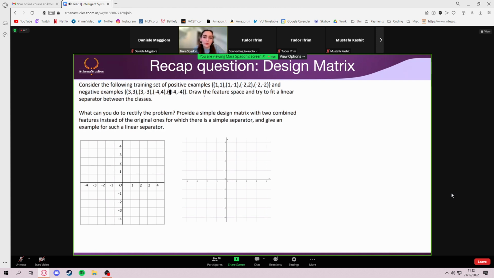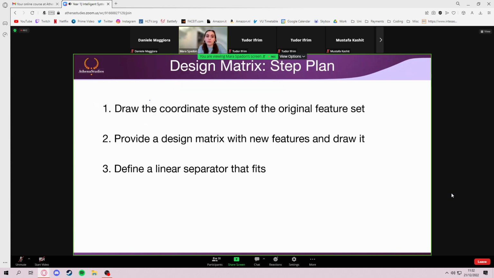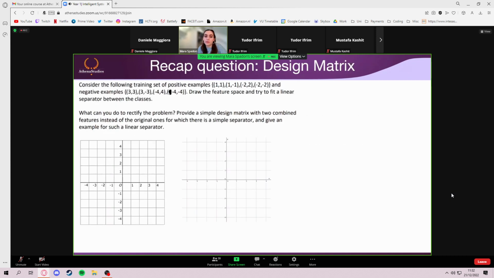So we have some positive examples and we have negative examples. They say draw the feature space and try to fit a linear separator. So let's do that first. Draw the coordinate system of the original feature set. So we have some positive examples: 1, 1; 1, minus 1; minus 2, 2; and minus 2, minus 2, like that. And then we also have some negative examples: 3, 3; 3, minus 3; minus 4, 4; and minus 4, minus 4, like that.